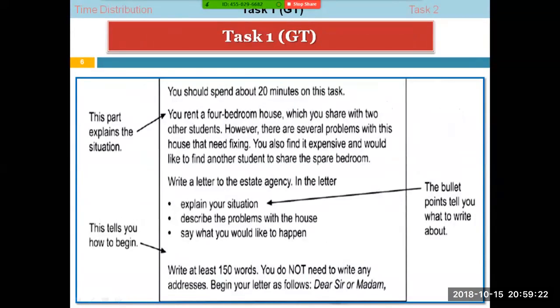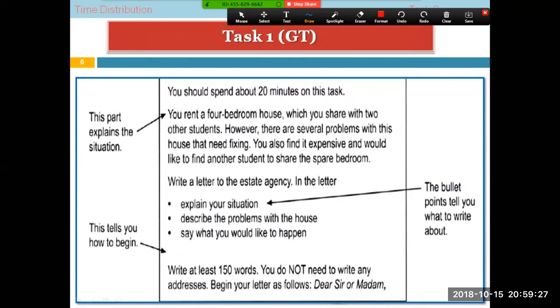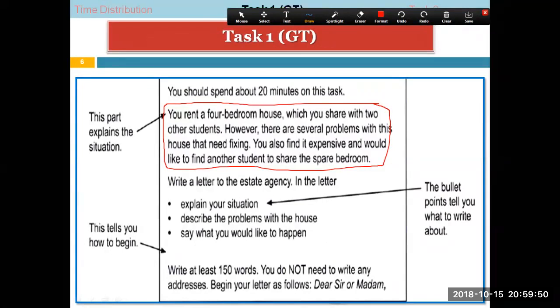Okay, fine. So IELTS writing task one has got three parts in it. The first part explains the situation that is given to you, right? Can you read this, please? You rent a 4-bedroom house which you share with 2 other students. However, there are several problems with this house that need fixing. You also find it expensive and would like to find another student to share the spare bedroom. Okay, so now this is the situation that is given to you.